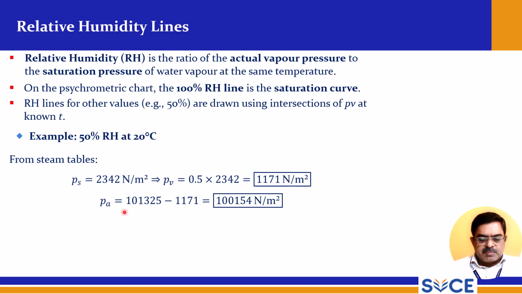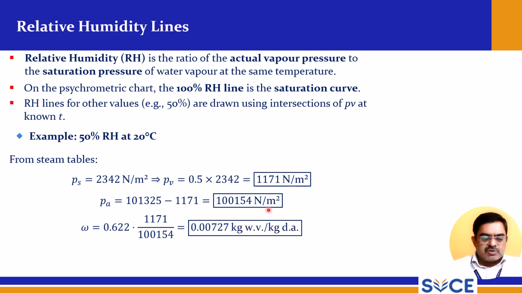So PA can also be found out. It is 101325 minus PS, where PS is 1171, so it comes to around 1 lakh 154 Newton per meter square. So omega can be found here: 0.622 into 1171 divided by 1 lakh 154. It comes as 0.00727 kg of water vapor per kg of dry air.